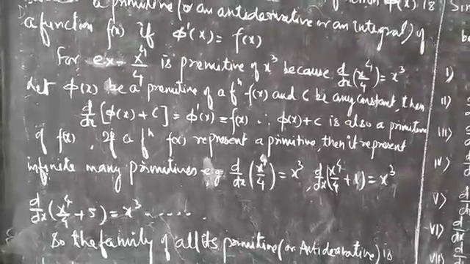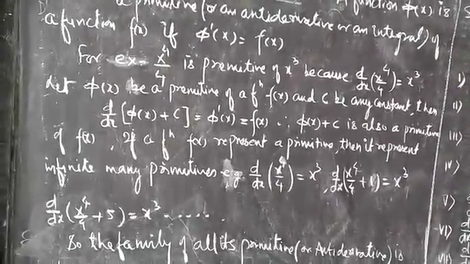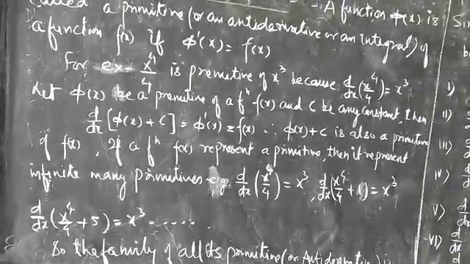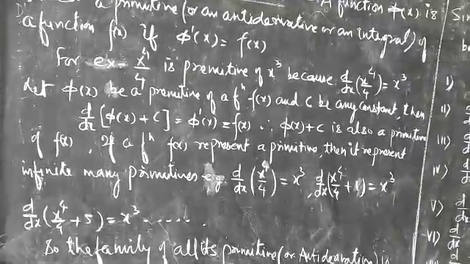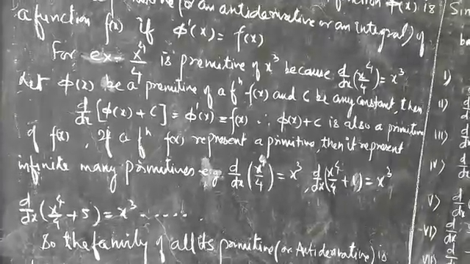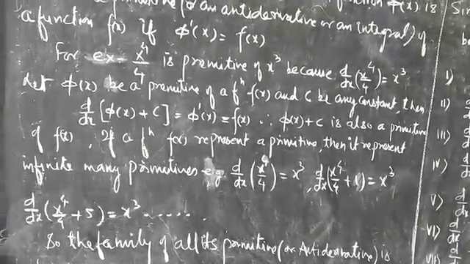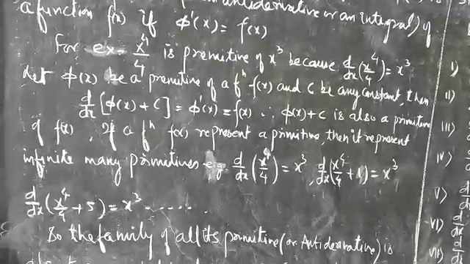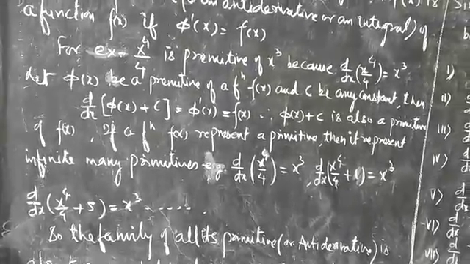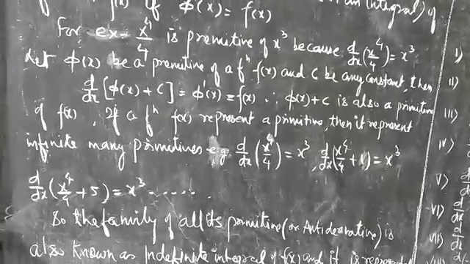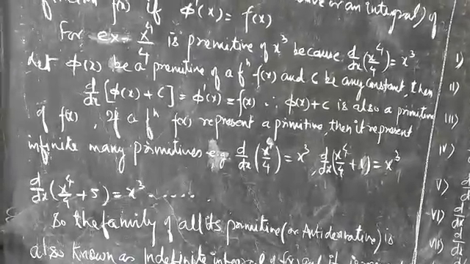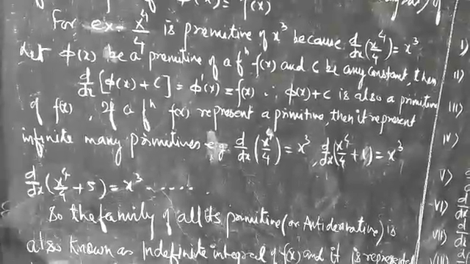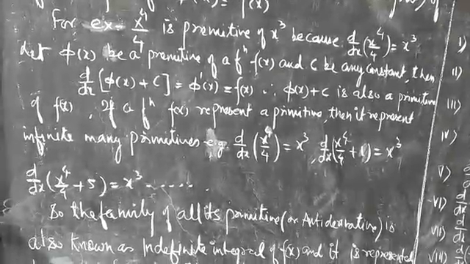You can see here. See the example, d upon dx of x to the power 4 by 4, the value will come x to the power 3. Again you differentiate d upon dx of x to the power 4 by 4 plus 1, the value will come x to the power 3. Again you differentiate d upon dx of x to the power 4 by 4 plus 5, the value will also come x cube and so on.